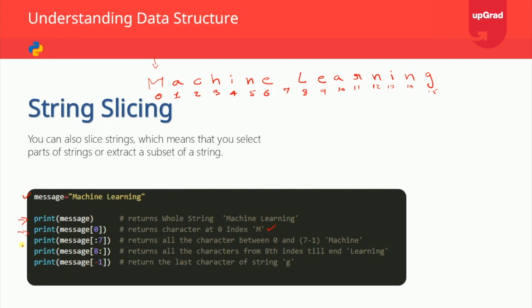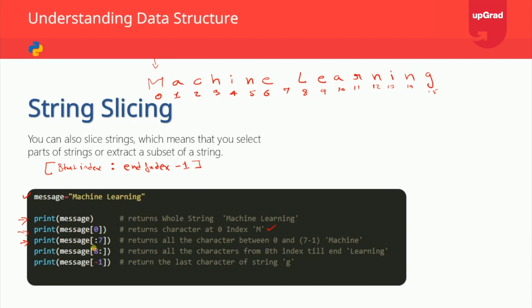Now let us move to another print statement and try to understand how this expression works. Before we look at this square bracket expression, I would like to clear the understanding of how it works: start index, colon, end index. The extraction will happen till end index minus 1. What does it mean?